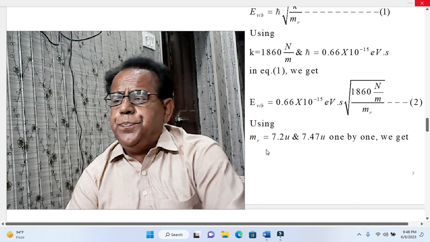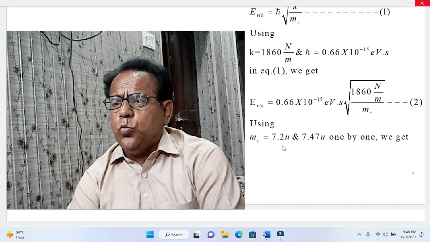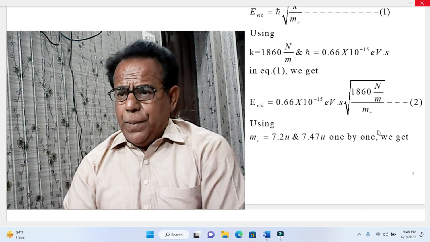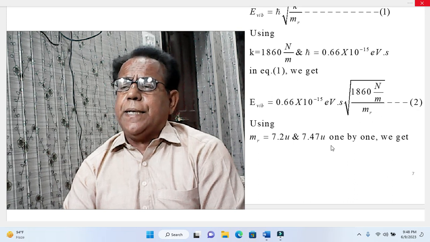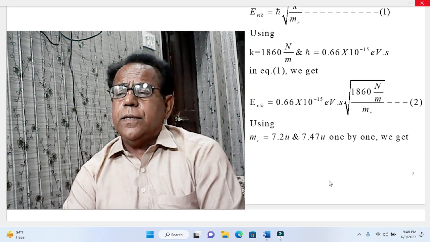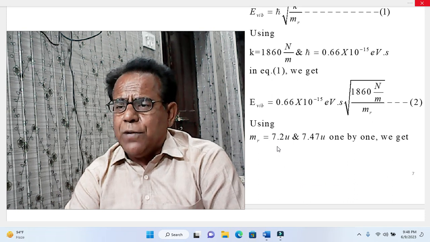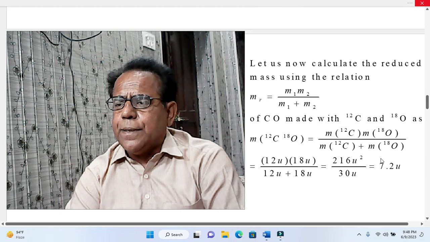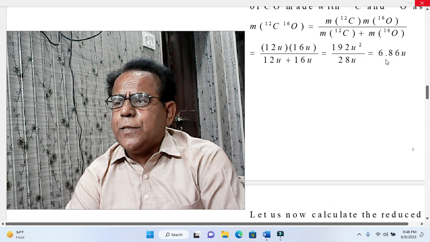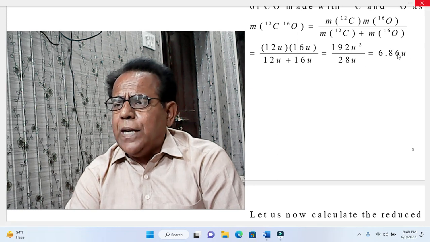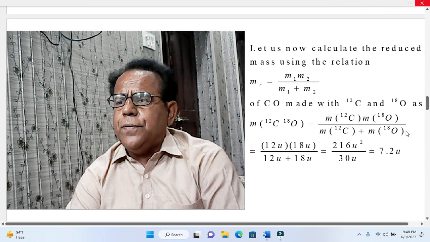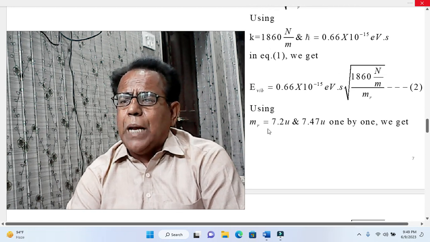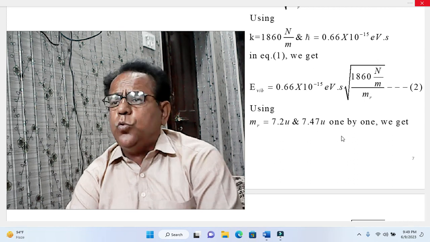So using mr equal to 7.2 u and 7.47 u, one by one we get. Dear students, mr appearing in equation number 2 has been calculated in two steps. One mr is equal to 7.2 u and the other mr is 7.47 u. We once again show these two values. This is 7.2 u and this is 6.86 u. One time we will put this value and the second time we will put the other value.